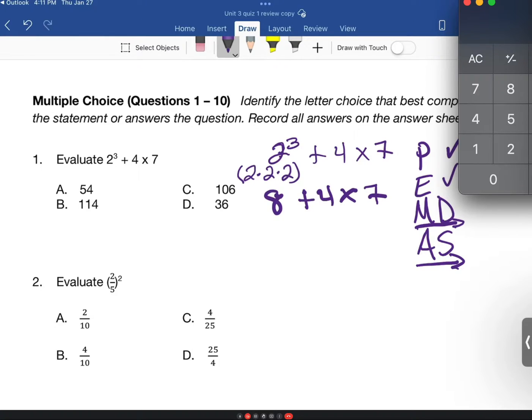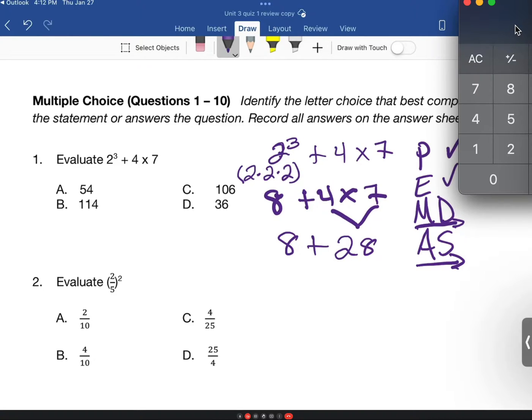Now, my next step, right, is multiplication and division. Do I have any multiplication and division? I do, right? 4 times 7, and that is 28. So I bring down the rest, right? I don't try to do too much at once, and I don't try to skip around. I just follow the order, right? That's how you're supposed to solve it.